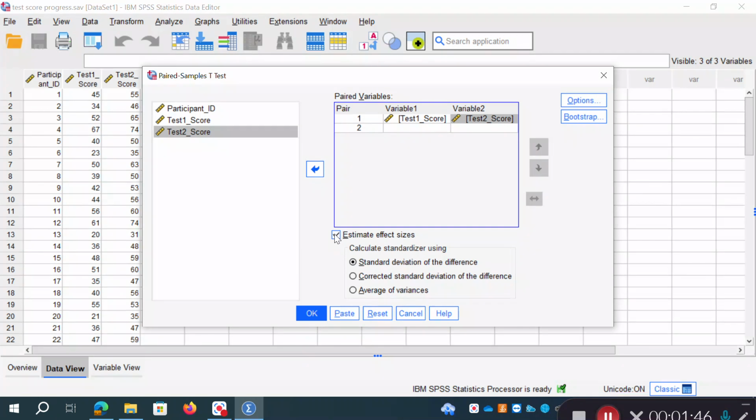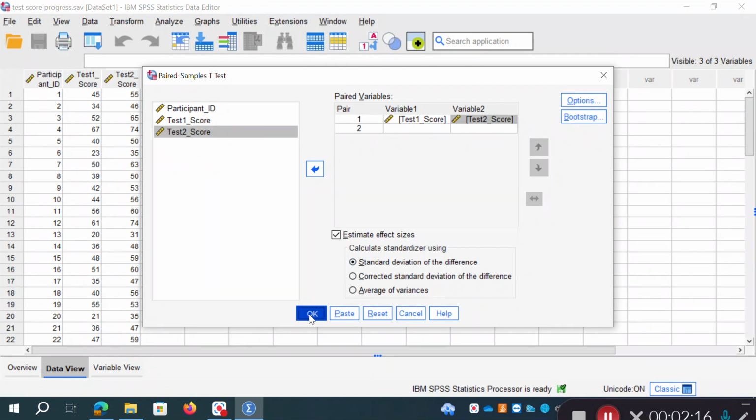So you'll notice here this little tick box, we've got estimates of effect size, so it'll give us Cohen's d again, so we can assess the practical significance of any results that we might find. And I'm going to just leave standard deviation of the difference selected. You'll remember from the lectures when we learned about the t-test, the repeated measures t-test, the paired samples t-test, whatever you want to call it, that the calculations are based on difference scores essentially.